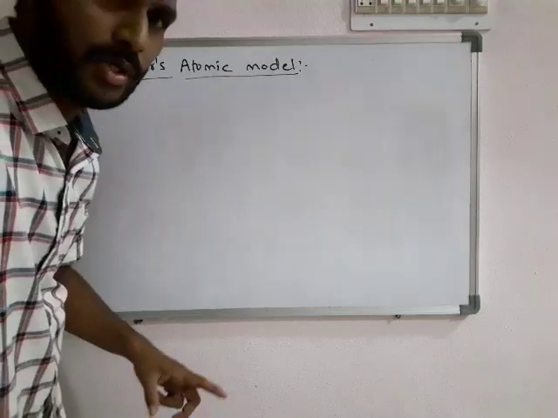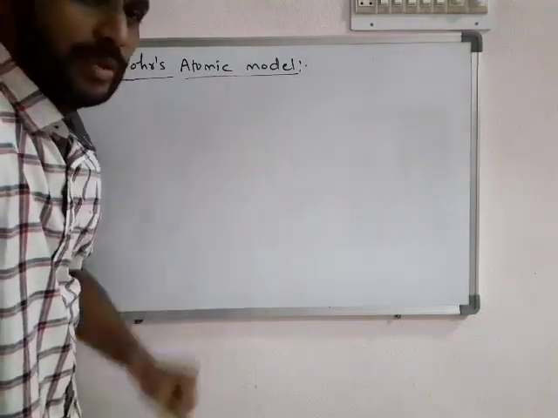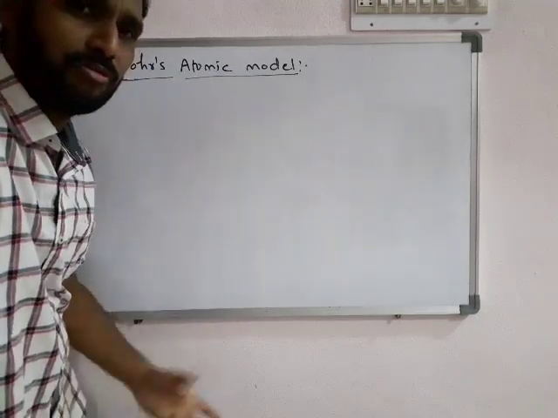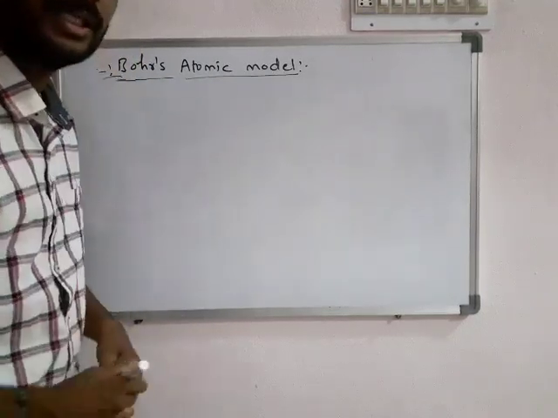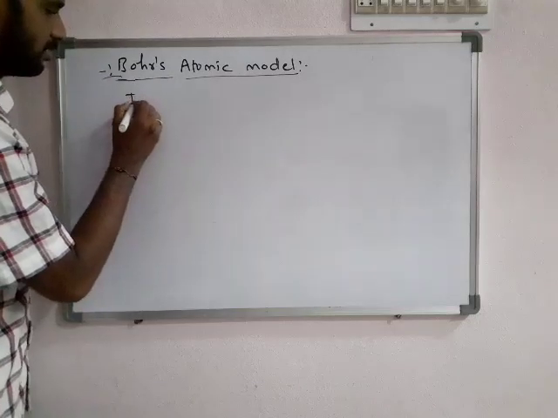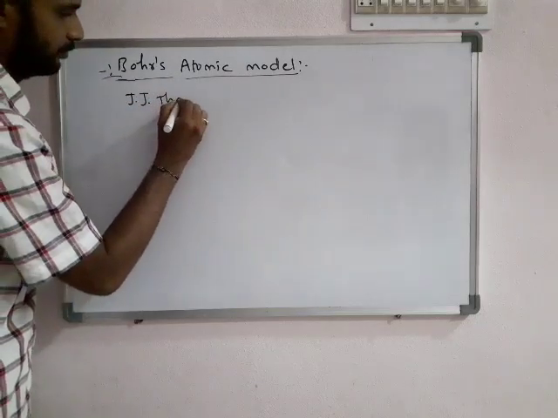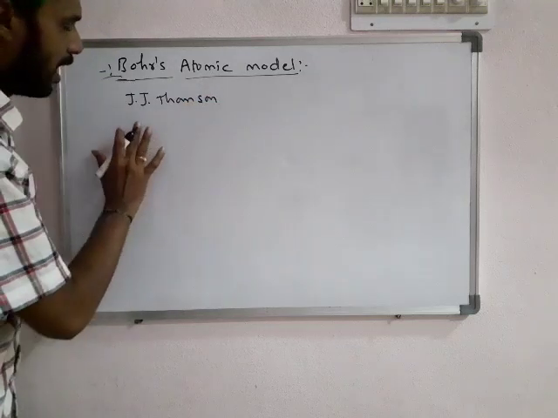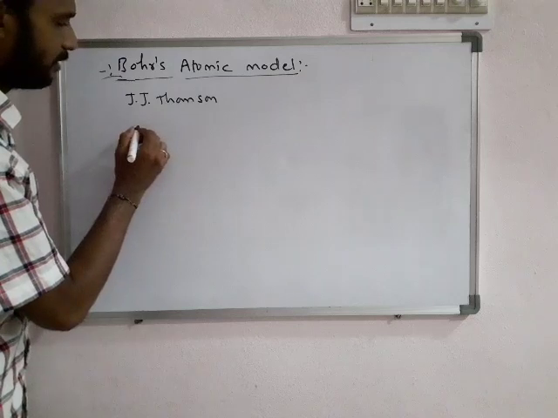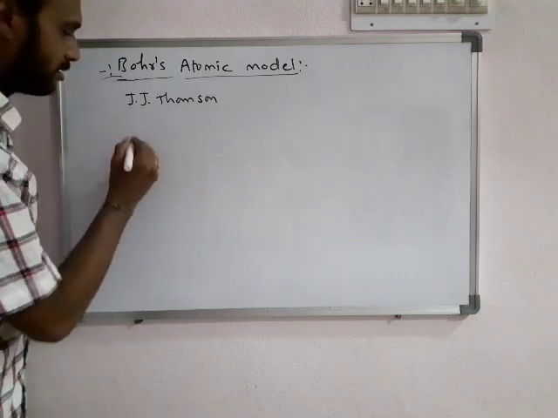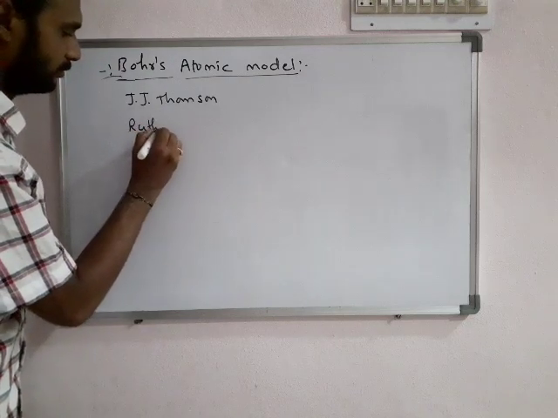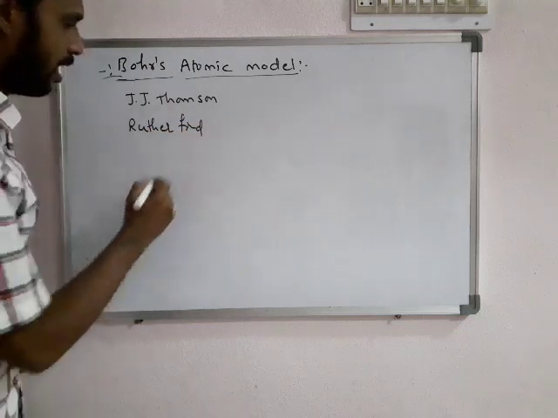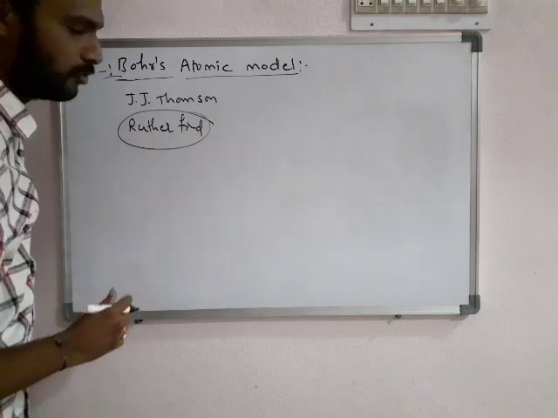Okay, now we discuss Bohr's atomic model. Before Bohr's atomic model, there were many atomic models. The first one is Thomson's atomic model, and the better one when compared to the other models is the Rutherford atomic model. But there are many drawbacks in the Rutherford atomic model.